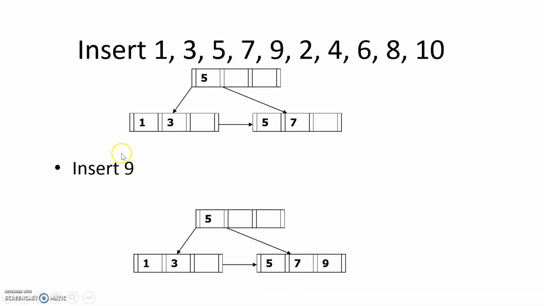Let us now suppose I'm going to insert 9. This was my tree. 9 is greater than 5, so it will go to the right. We have space, so 9 can be inserted here.